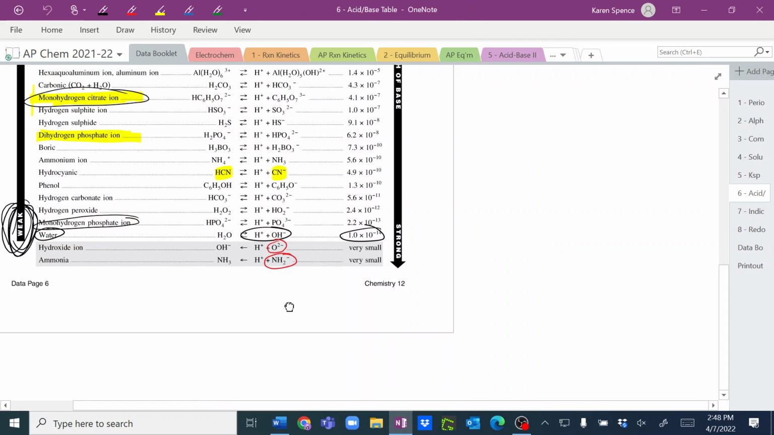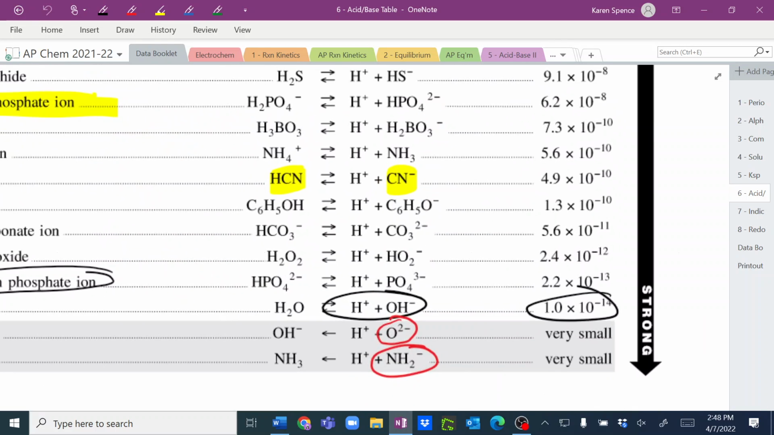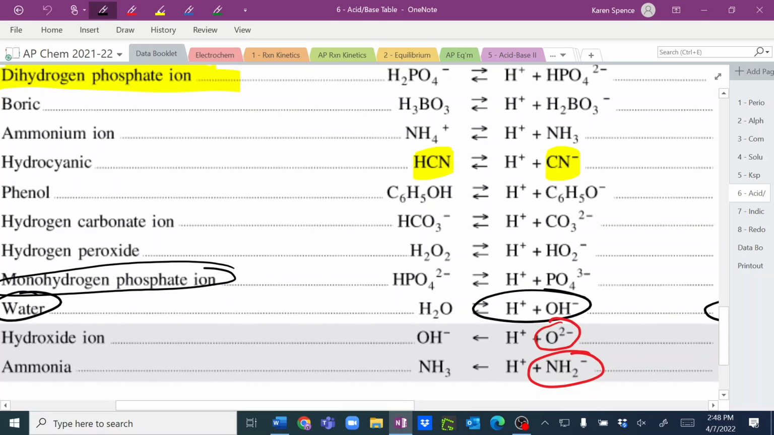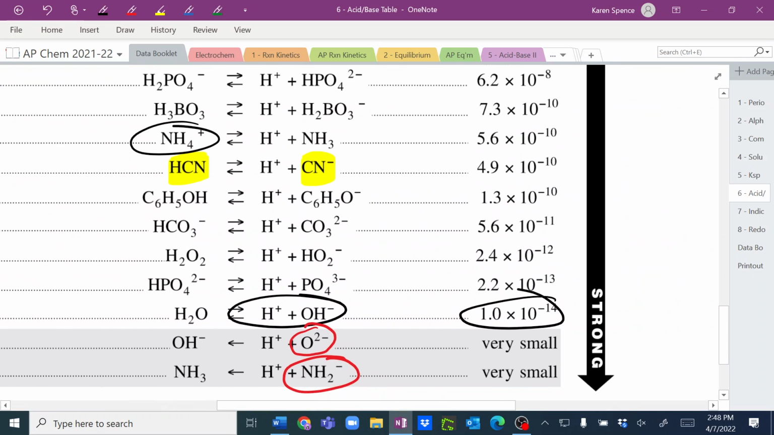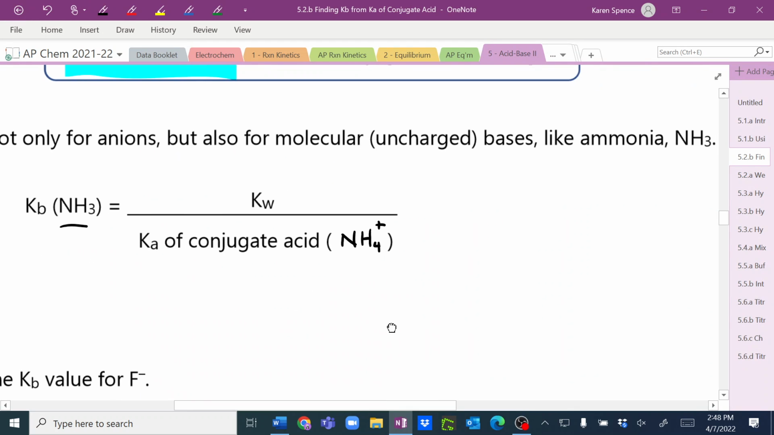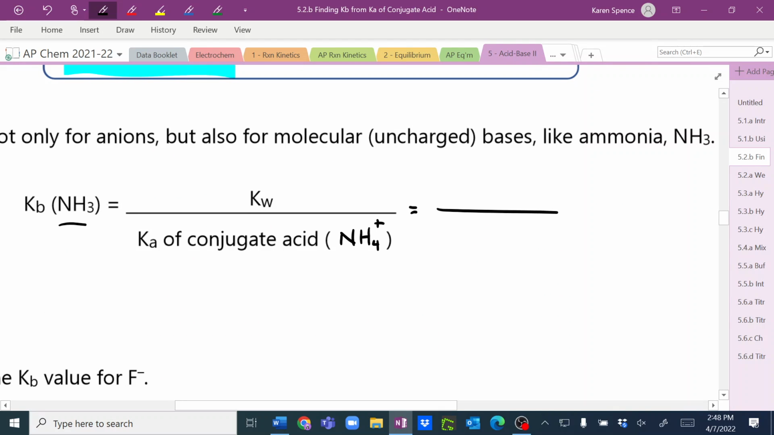So you could go look up the Ka for NH4 plus on your data booklet. Where is NH4? Ammonium ion, there it is. Its Ka is 5.6 times 10 to the negative 10. I'm going to write that one down first because I might forget it. And our value of Kw is 1.0 times 10 to the minus 14.